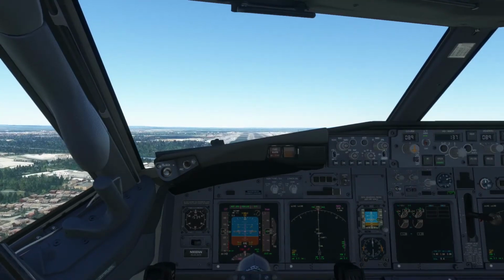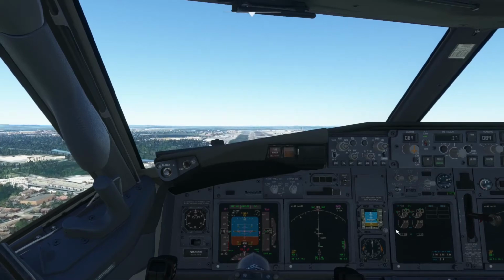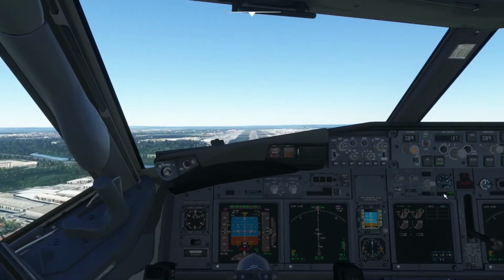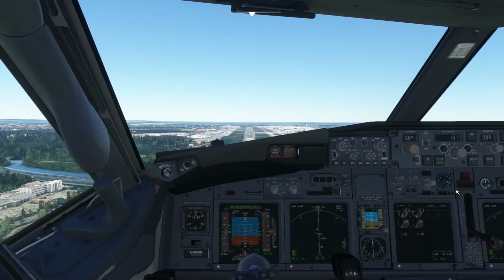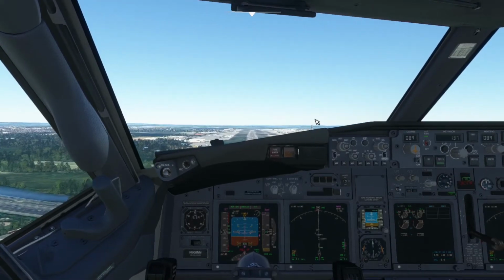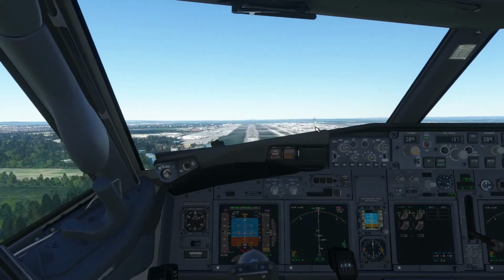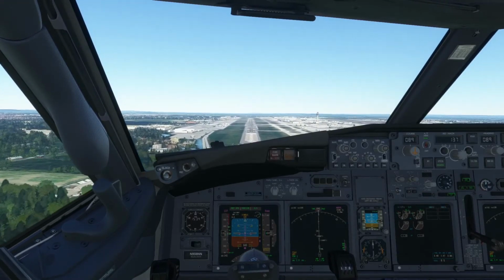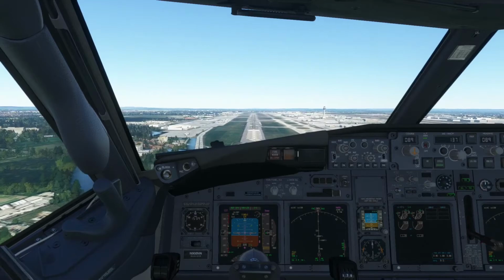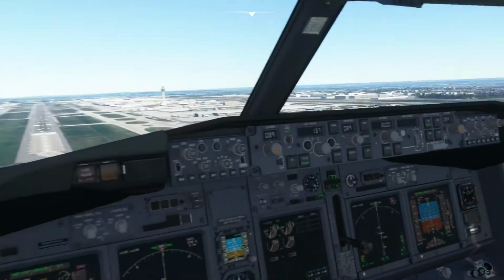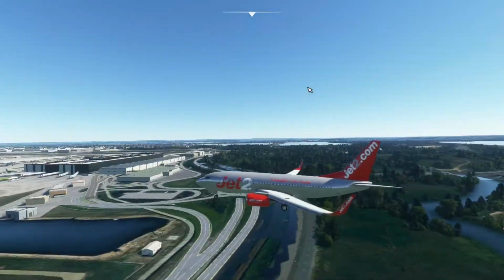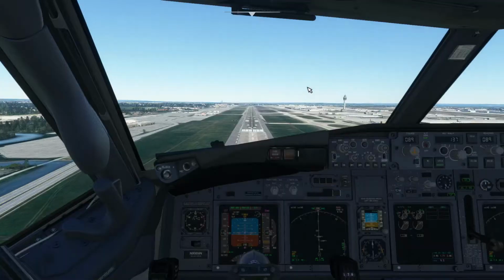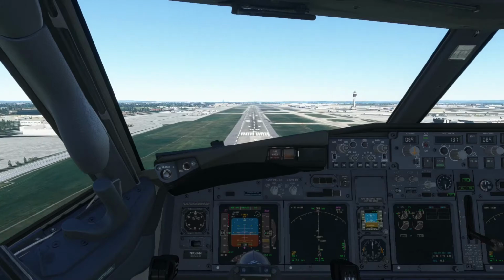Too low, gear. Oh, sorry. Yep, need to drop the gear. That is my bad. I did forget about that. And now we can do flaps 15. We're going to drop flaps 20, drop flaps 30, and flaps 40. Sorry, that was a bit delayed. That was on my bad.